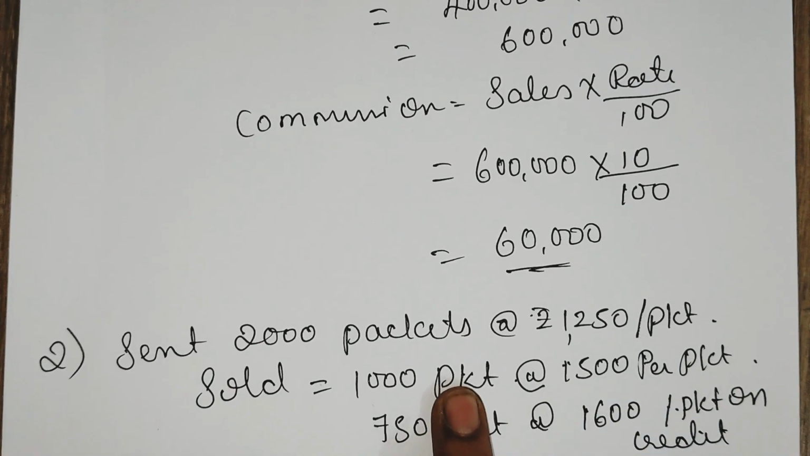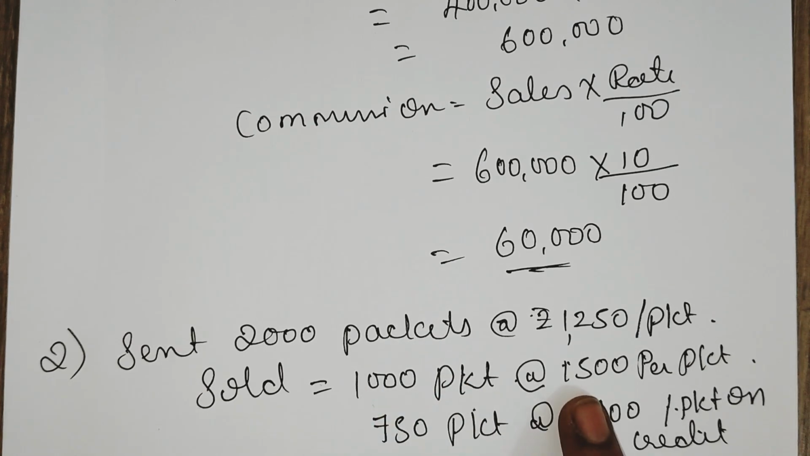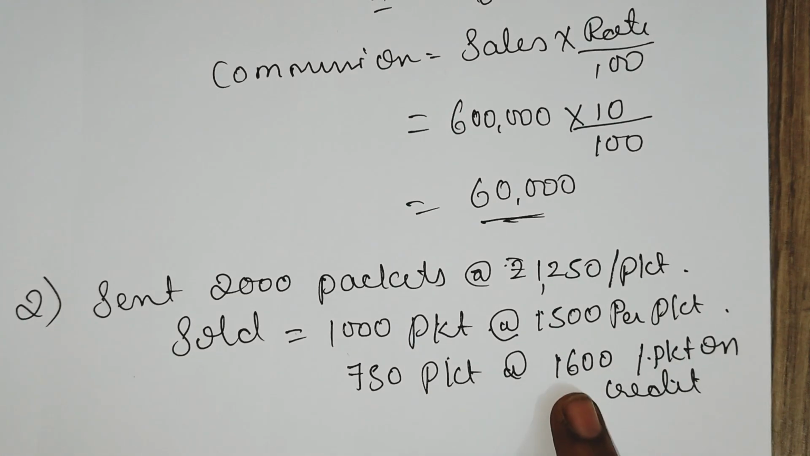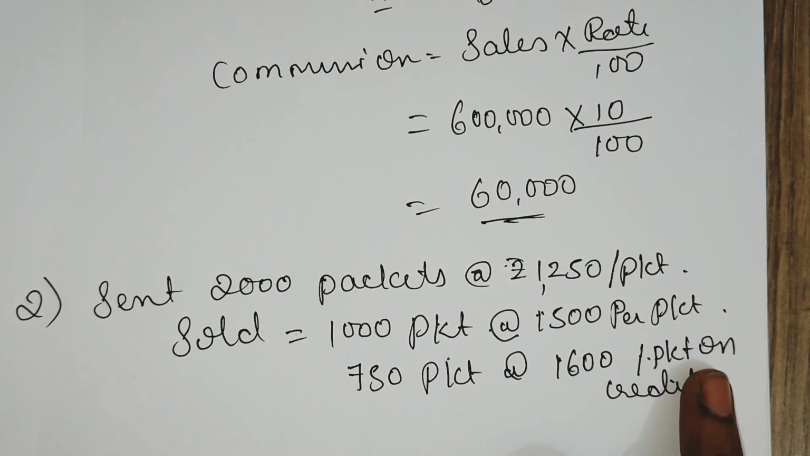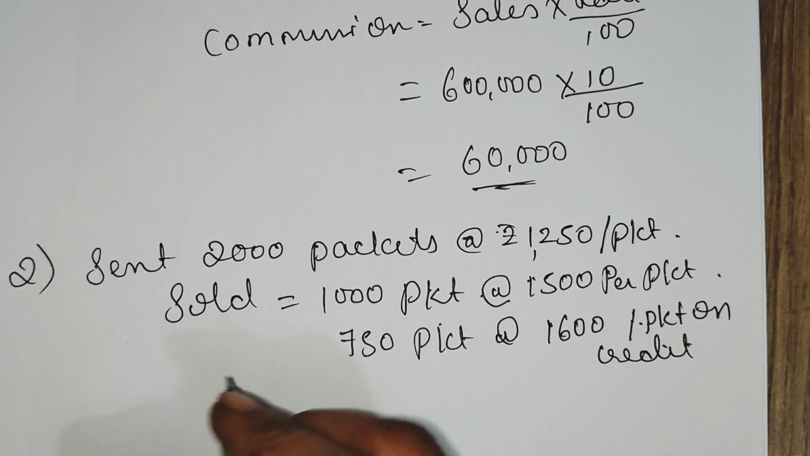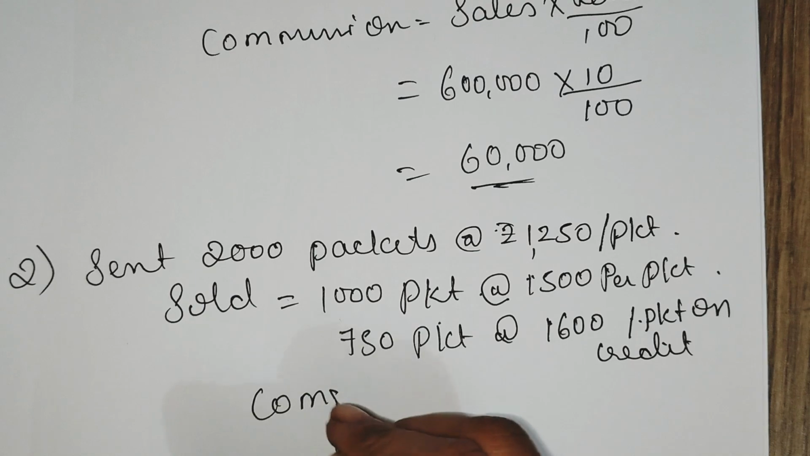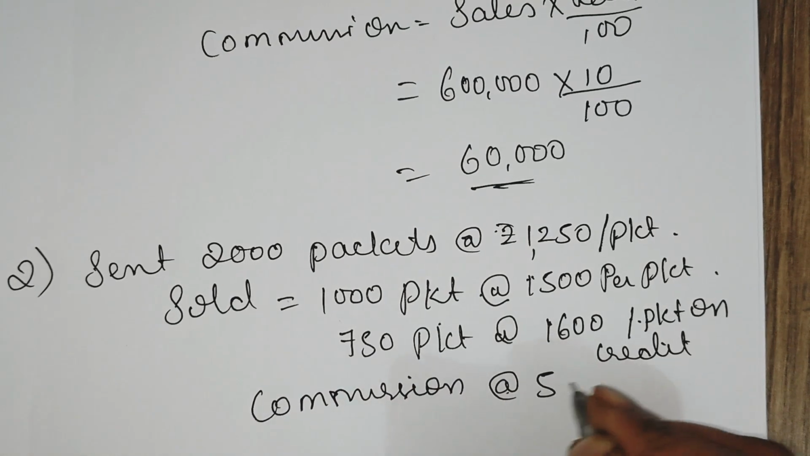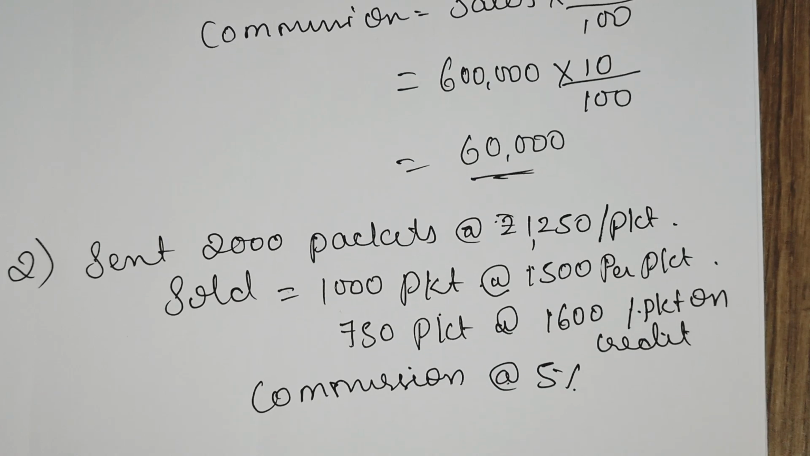So this will be on sales: 1000 packets at rupees 1500 per packet, that will be on cash basis, and 750 packets at rupees 1600 per packet on credit basis. And he is entitled to a commission at 5%. This is the rate of commission.